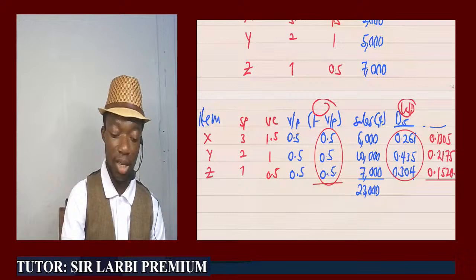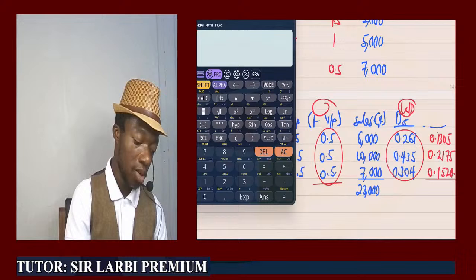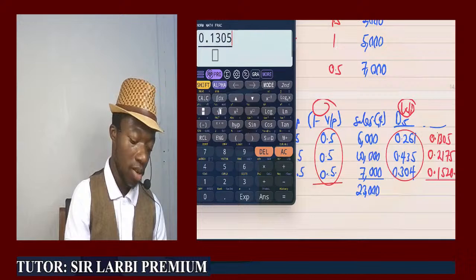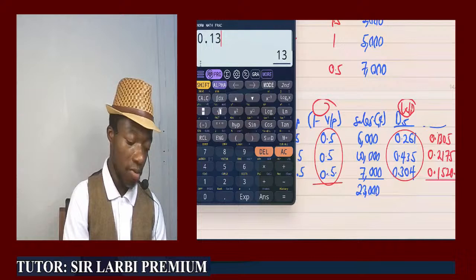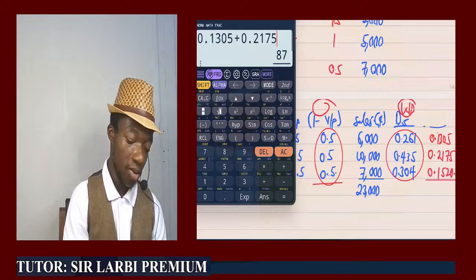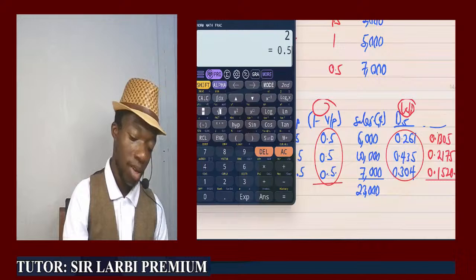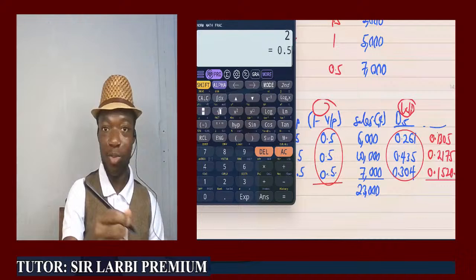So we are summing up the last column, and let's see what we will get. We will have 0.305 plus 0.2175 plus 0.152. You are getting 0.5. It's just a coincidence. Not necessarily that we're going to get 0.5, so take note of that.